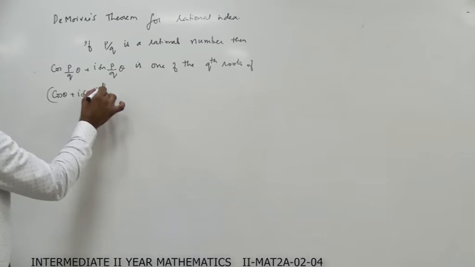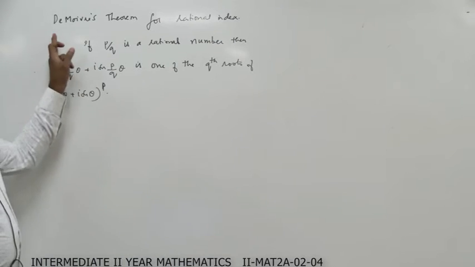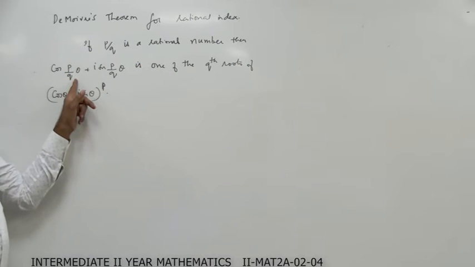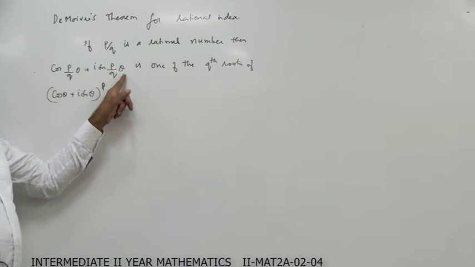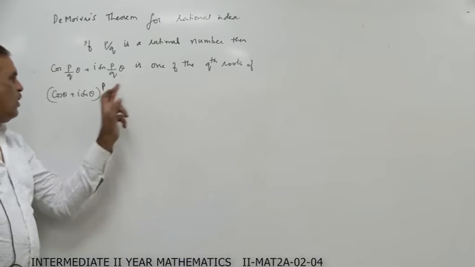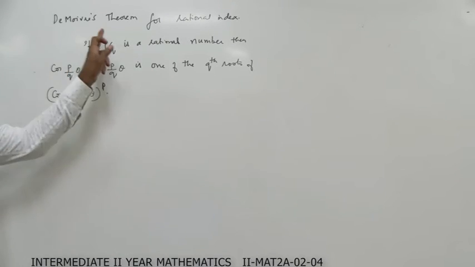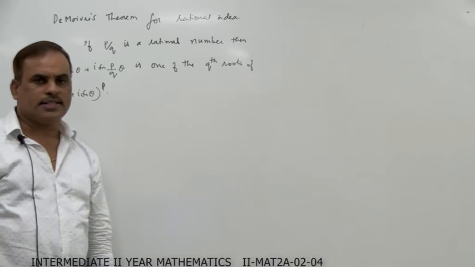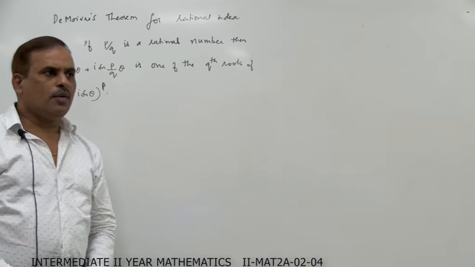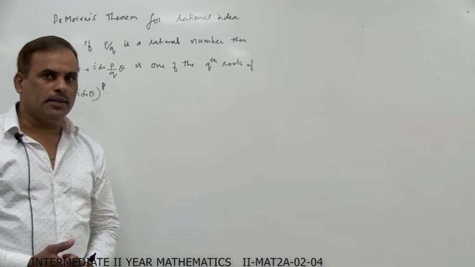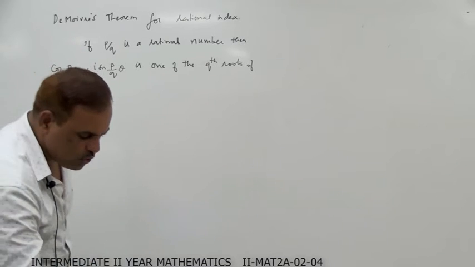(cos θ plus i sin θ) whole power p. p by q is a rational number and cos(p/q)θ plus i sin(p/q)θ is one of the q-th roots of (cos θ plus i sin θ) whole power p. This is De Moivre's theorem for rational index. Next, we'll do nth roots of a complex number.